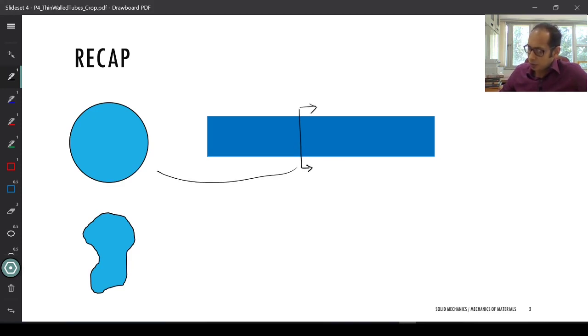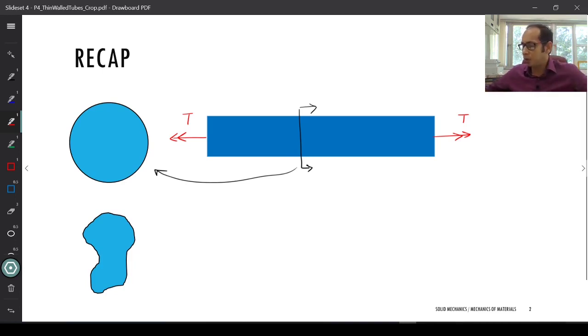So this cross section over here is a circle, nice and round, and here I am applying to the shaft, say, a torque, equal and opposite torque. So it's a balanced system, right? Now, what we have studied until now are these solid shafts, solid circular shafts. The circular is more important.